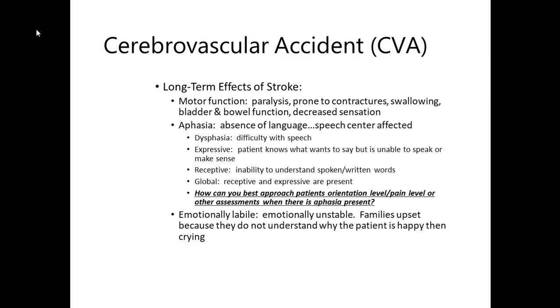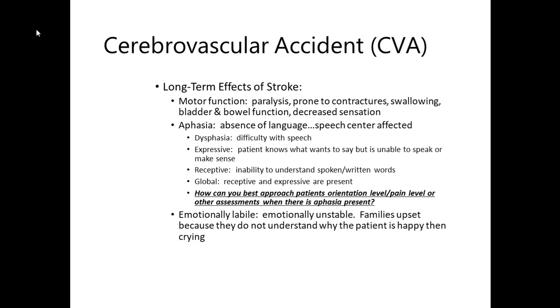So how can we best approach patients' orientation level or pain level or other assessments when they have problems with aphasia? We can ask them yes or no questions. Are you having pain? Yes. Well, I really would like to know how bad your pain is, but if I can't get you to tell me 7, if you can tell me you're having pain, I'm going to treat it. Are you hungry, or whatever. We can always ask yes or no questions. We can figure it out.